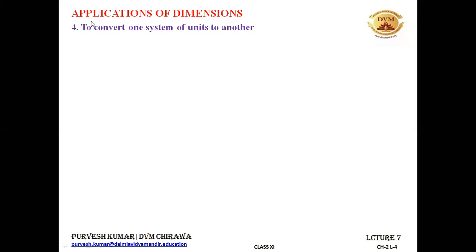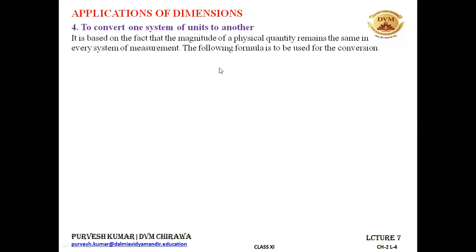All right. So this is really very important. We will be needing it a lot to convert some quantity value that is given in one system to another system, or maybe to some new system. So for this, the working rule will be like this. Please write it in your notebook along with me, and solve it along with the slides. Then only you will be able to understand it properly. It is based on the fact that the magnitude of a physical quantity remains the same in every system of measurement.